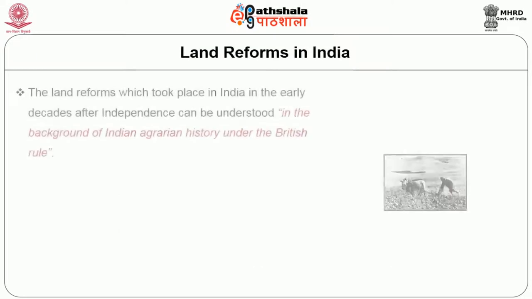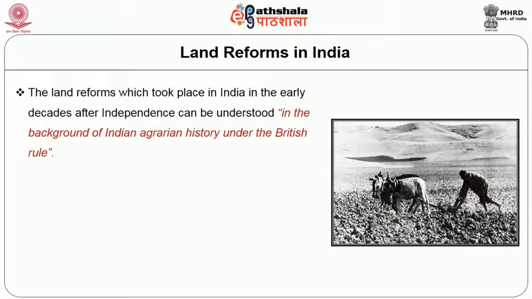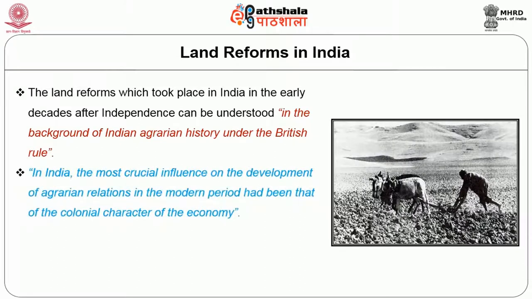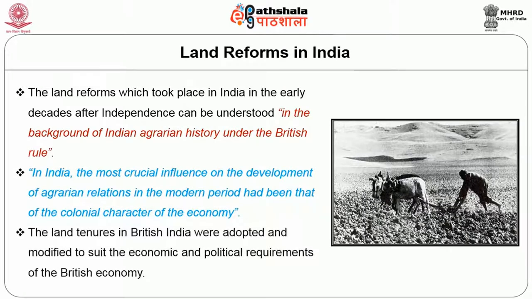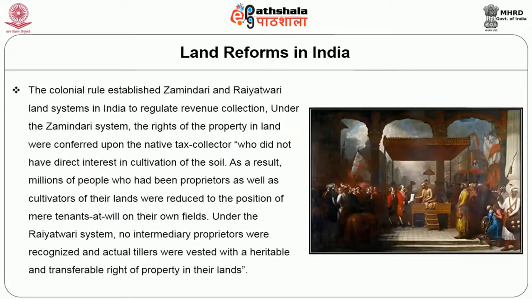Land reforms in India. Land reforms which took place in India in the early decades after independence can be understood in the background of Indian agrarian history under the British rule. In India, the most crucial influence on the development of agrarian relations in the modern period had been that of the colonial character of the economy. The land tenures in British India were adopted and modified to suit the economic and political requirements of the British economy. The colonial rule established zamindari and raitwari land systems in India to regulate revenue collection.